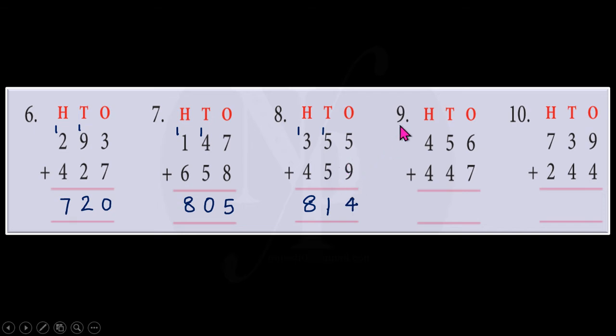Question number 9. 456 plus 447. We add 6 and 7 first. So 6 ones plus 7 ones is equal to 13 ones, which are regrouped as 1 ten and 3 ones.